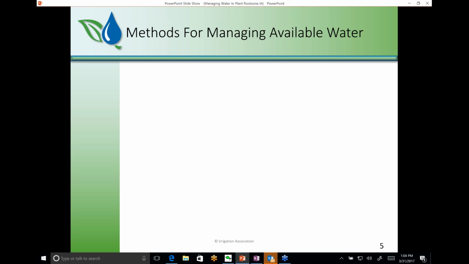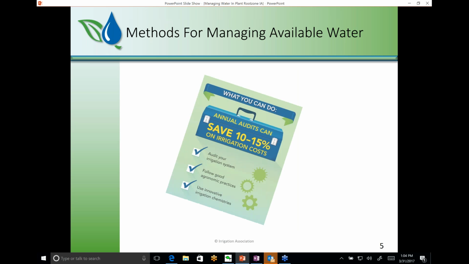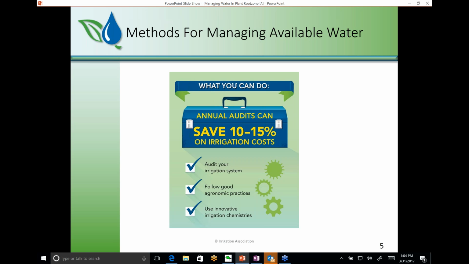There are methods for managing available water. So annual audits can save between 10 and 15% on irrigation costs a year. And the Irrigation Association does a nice job of keeping its members up to speed on how to appropriately conduct irrigation audits. But there are other things we can do as well.